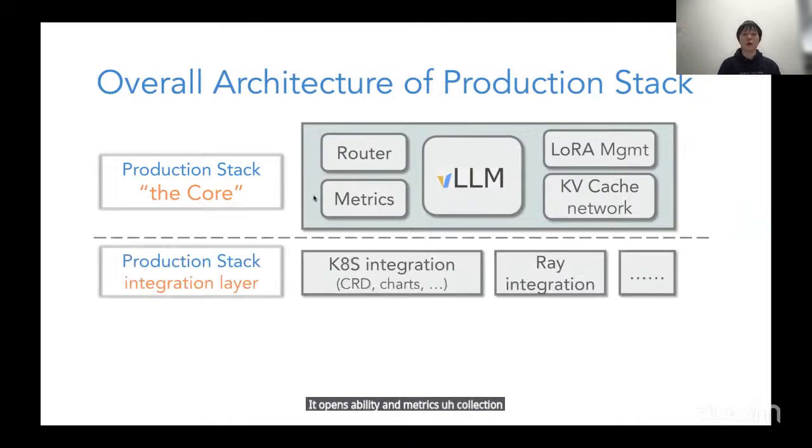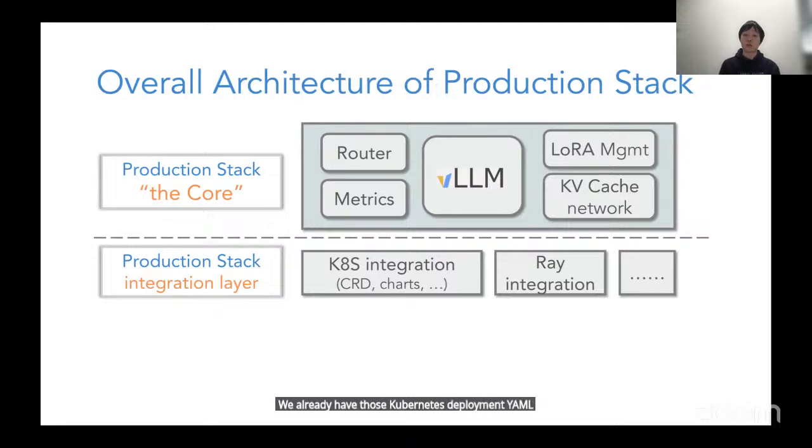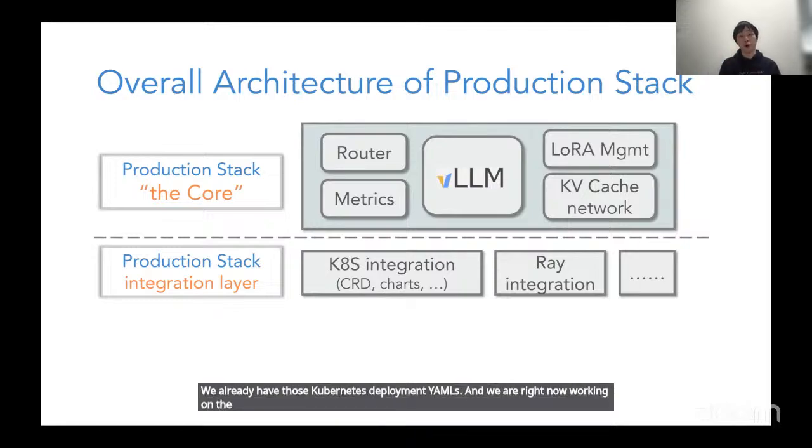We also have an integration layer to integrate this core to different kinds of cloud native platforms or hardware infrastructures. For example, for Kubernetes integration, right now we already have the Helm chart and the Kubernetes deployment YAMLs, and we are working on the CRD to make the production stack more cloud native, more like an operator. And also we're going to have some Ray integration to run the core logic on a Ray cluster.